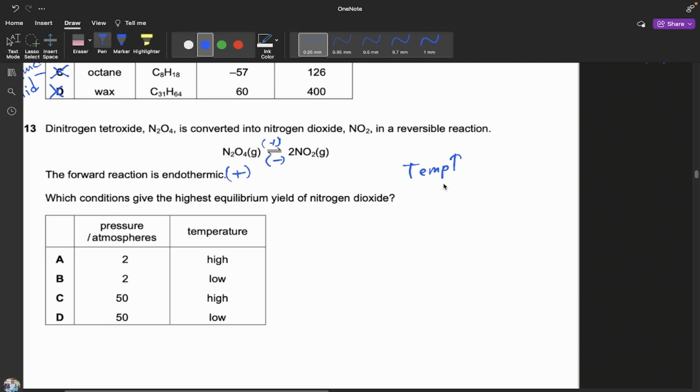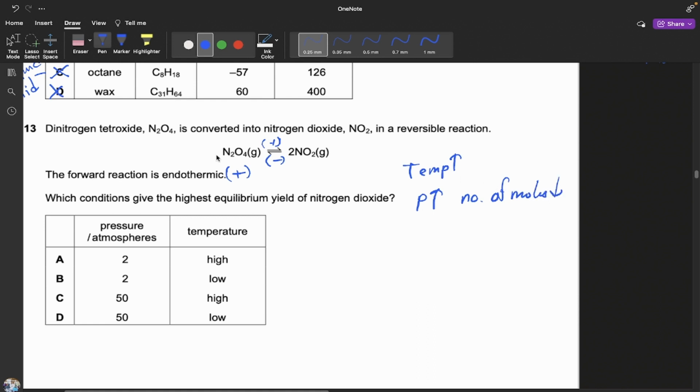So when you increase the temperature, it will favor the endothermic direction. It will absorb as much heat as it can and come back to the original temperature. It will always oppose a change. Similarly, when you increase the pressure, it will try to reduce the number of molecules in its state.